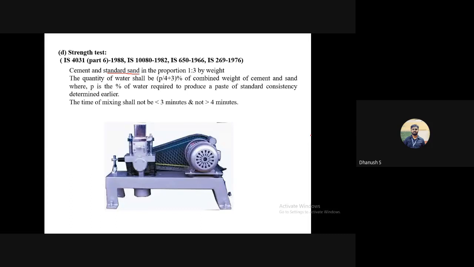So first you find out standard consistency, then come here. So say you've got standard consistency as 30%. So 30 divided by 4 is how much? 7.5. So 7.5 plus 3, 10.5%. So 10.5% by weight of this entire thing, combined cement plus sand. In your case, it is 800 grams. Take 10.5% of 800 grams water, add this to this dry mixture that you just made, in that ratio 1:3, whatever you made, mix it, and then we use this machine that you see on the screen.